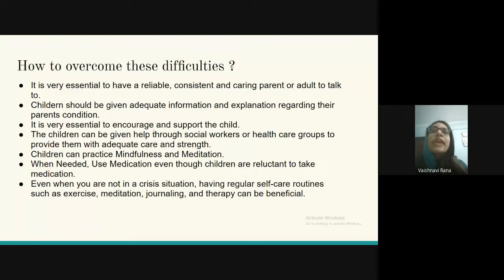Children can be given help through social work and health groups, which can provide them with the adequate care and health that they require and the strength that they need. And children who are mature enough can practice mindfulness or meditation and take medication as per doctor's advice. And if they are not in a crisis situation, having a better self-help care routine such as exercising, meditation, journaling, or talking to people and elders is very beneficial. Thank you.